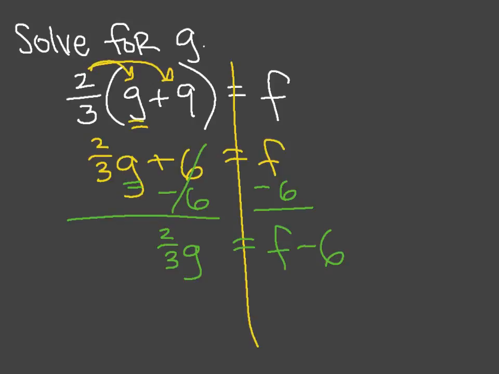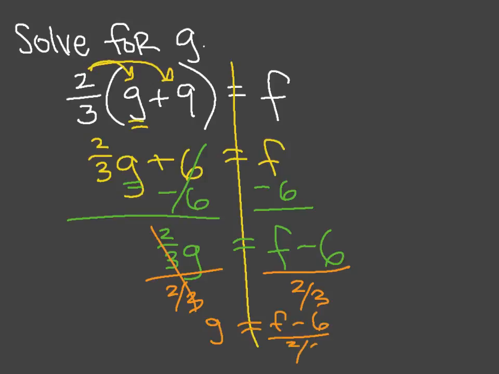And lastly, I need to get rid of this 2/3. Well, 2/3 right next to a G means multiply, so I'm going to have to divide. And yeah, this looks pretty weird, but that crosses out. So G is going to equal F minus 6, all divided by 2/3. And there's my final answer. I got G all by itself. F minus 6 divided by 2/3.